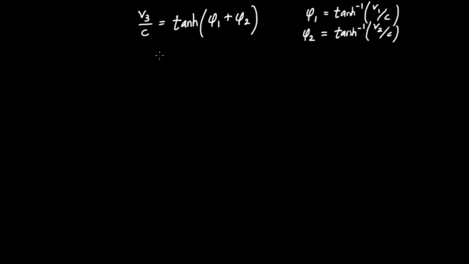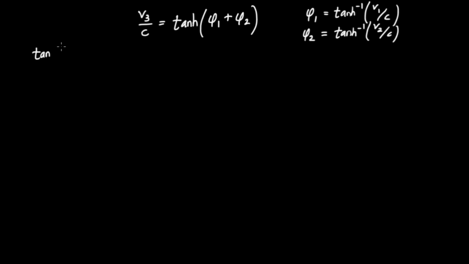So this is what I have so far, that v3 over c is equal to tanh of phi 1 plus phi 2. Now it turns out that just like in normal trigonometry for the tangent function, there's an addition formula for hyperbolic tangent. And it's actually very similar to the normal tangent function. So let me remind you what that is.